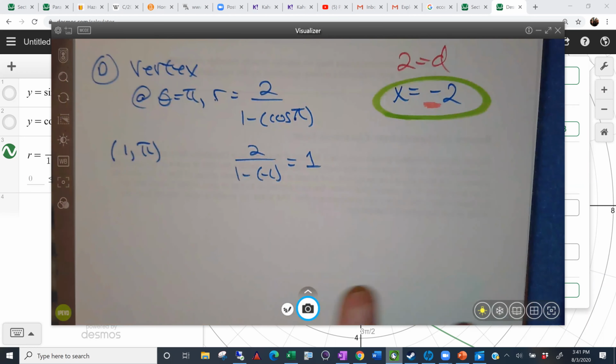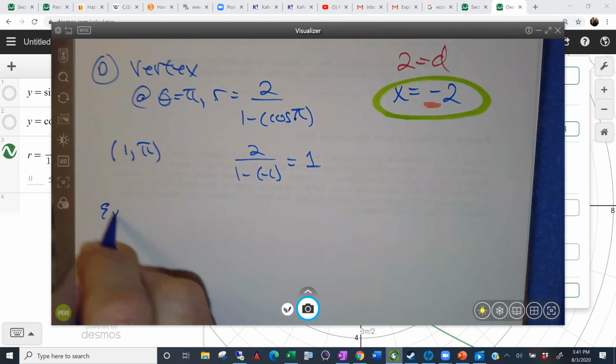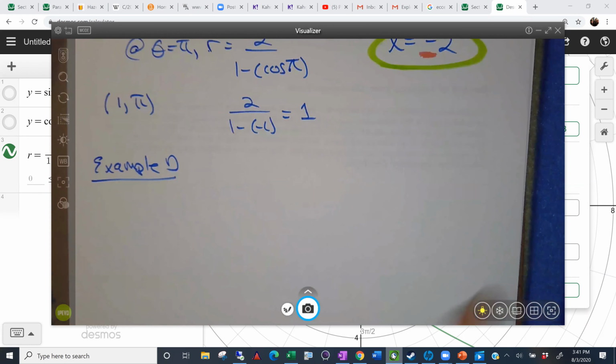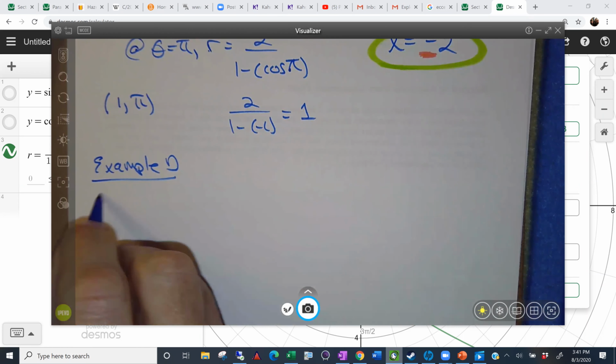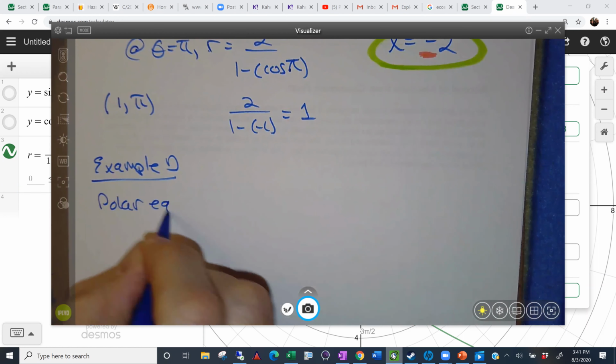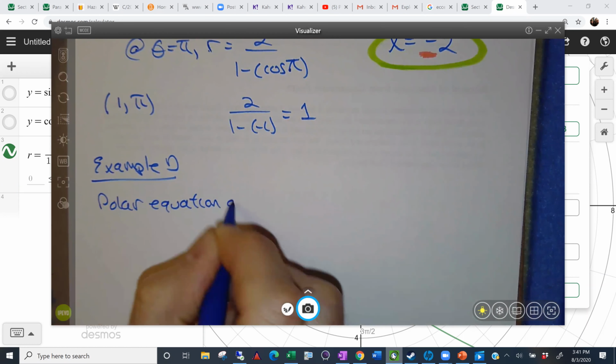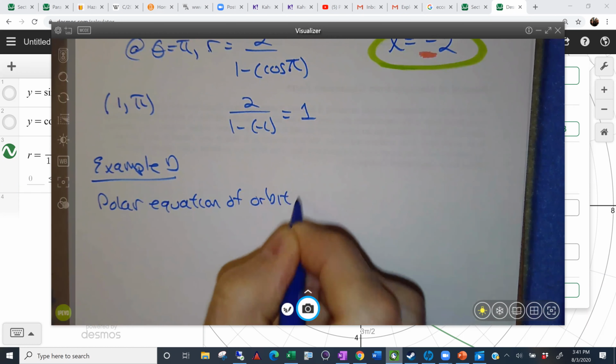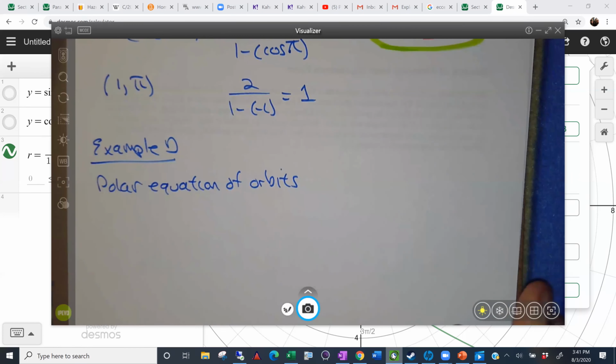Now there's one equation that you should write down and have it handy. I wouldn't be surprised to see something like this on an exam. It's not a really tough equation. It's just the polar equation of orbits. I remember one time trying to Google it. I wanted to write the polar equation for Earth's orbit, and I was really struggling. So here it is.